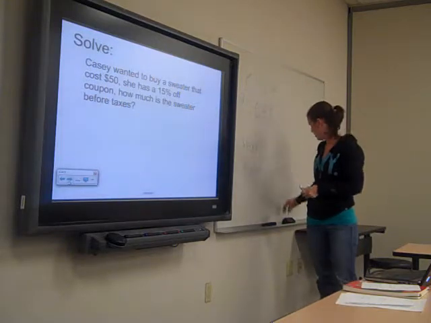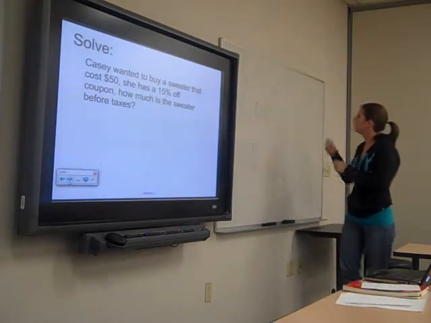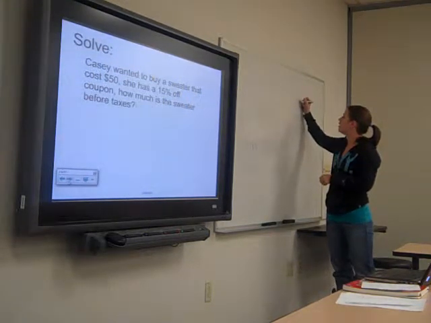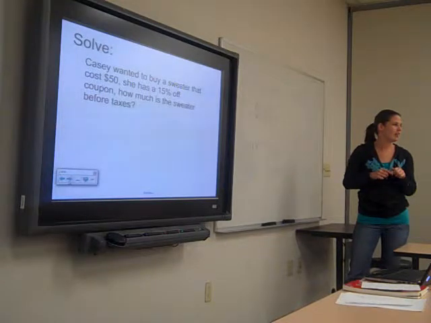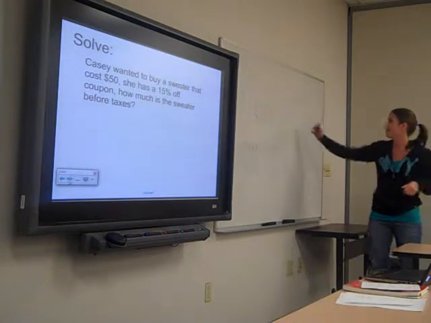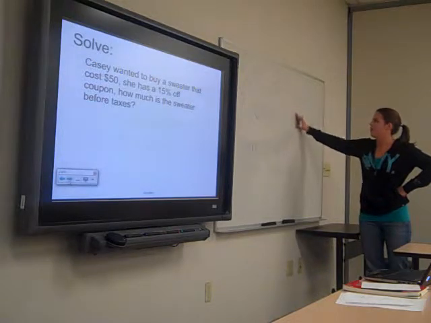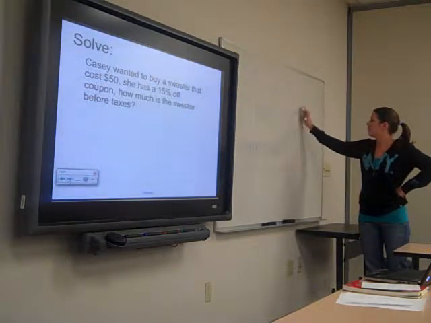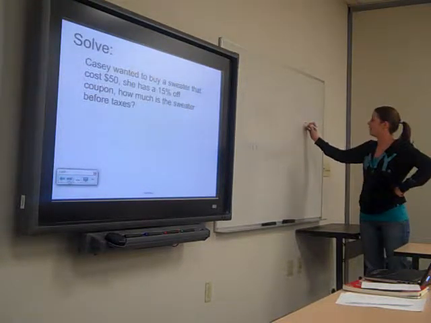I found 10%, which is $5, and then I multiplied that by 1.5, which is 7.5, and then I subtracted that from 50. Okay. So you found 10% of 50, which is what? $5. And then I multiplied it by 1.5, which is 15%, so it's $7.50.